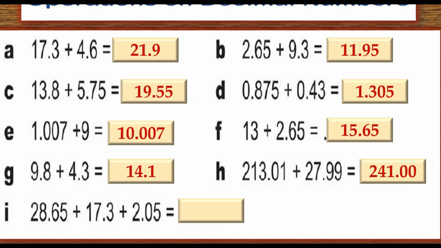We can write 2 zeros to the right of the decimal point, or we can cancel the decimal point and zeros because 241 point zeros equals 241.